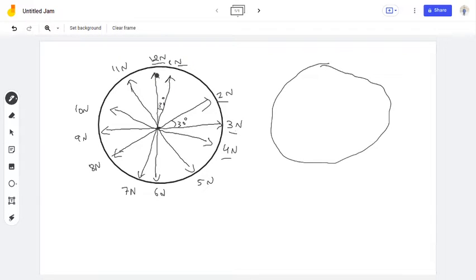If I resolve 12 Newton and 6 Newton, the resultant will be 6 Newton in this direction. Similarly, if I resolve 1 Newton and 7 Newton, I'll get 6 Newton in this way. If I resolve 2 Newton and 8 Newton, I'll get another 6 Newton, and another 6 Newton, because this is 11 and this is 5, so the resultant would be 6 Newton, and there will be another 6 Newton because of 10 and 4.